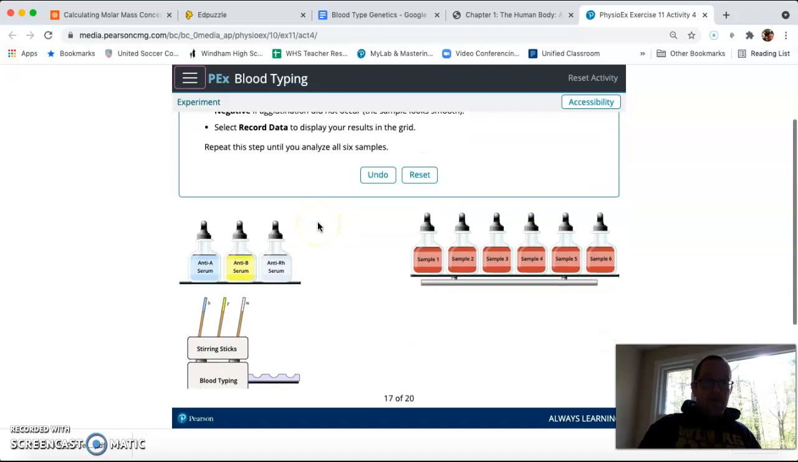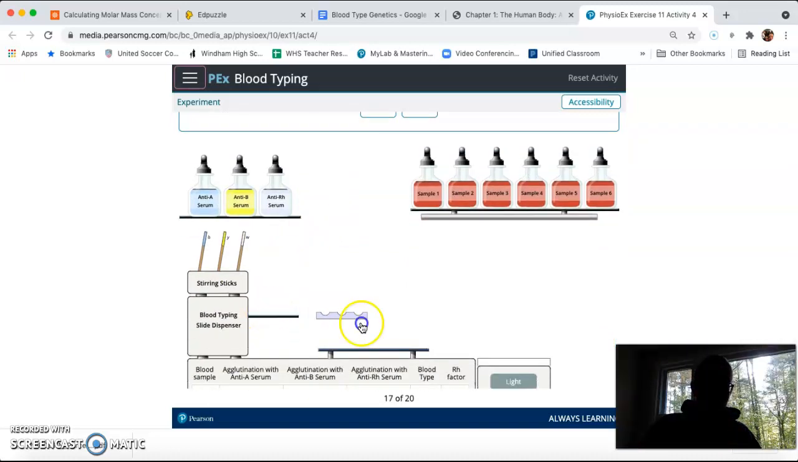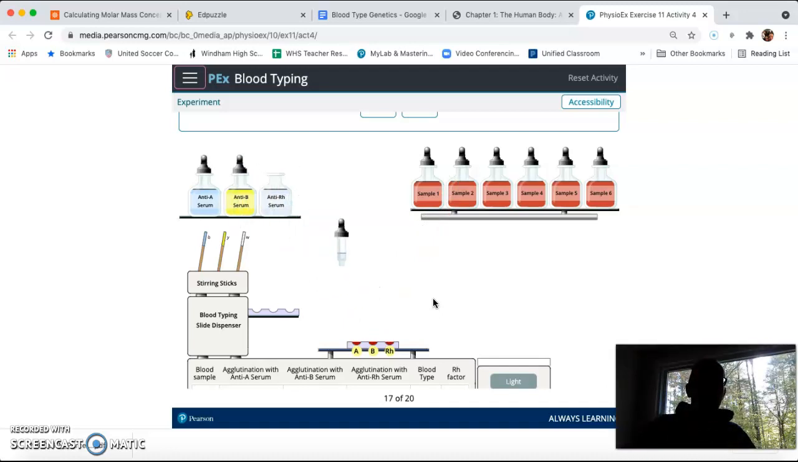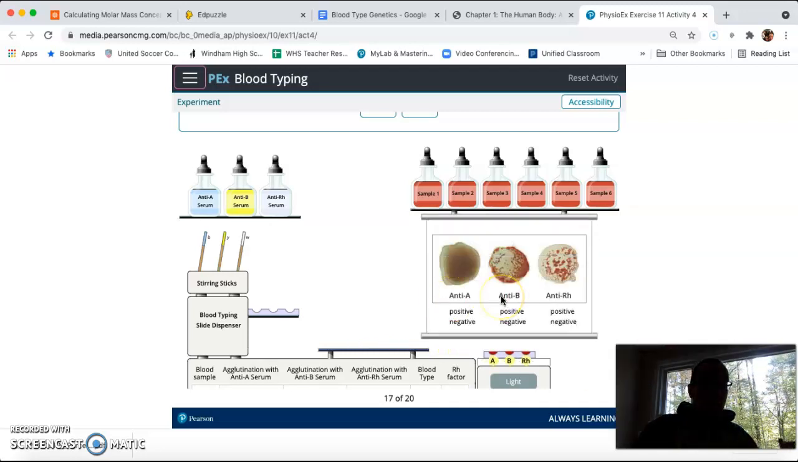So now I'm going to do the same thing with the next two samples. It's going to do this automatically for me, so I'm just going to let this run for a moment. And again, what we're looking for in each well is this process of agglutination, of clumping. And if clumping does occur, we know that that blood contains that particular antigen, whether it be the A, the B, or the Rh. Now, if we saw clumping in all three of these wells, it would be AB positive. If we saw no clumping at all, we would see O negative.